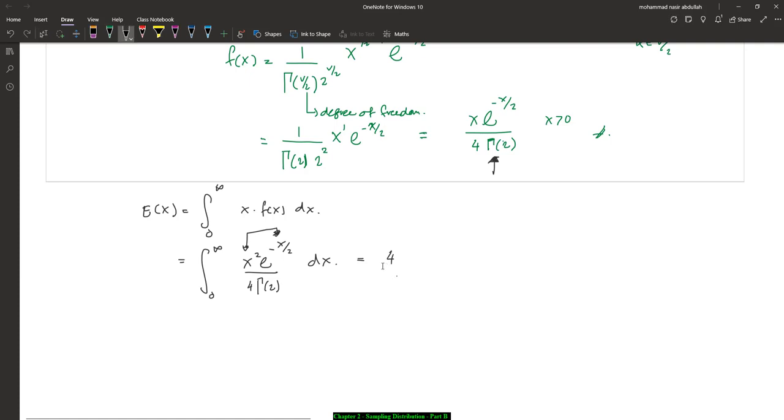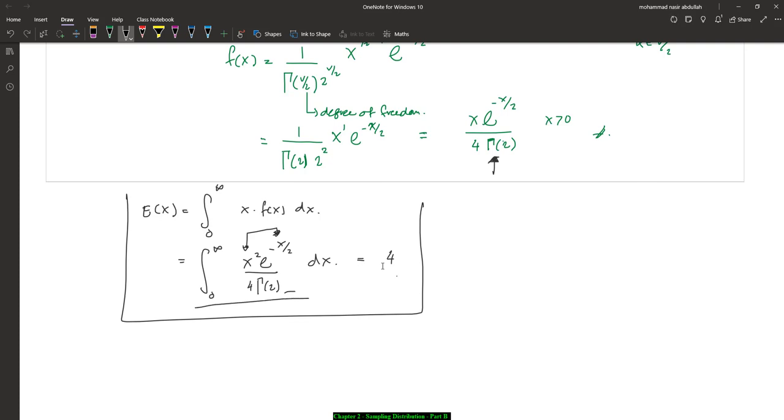In the final exam, if you just leave it like this, you will not get any marks, right? Because they ask you to show, so you need to show the procedure of integrating this. So it's equal to 4. Okay.